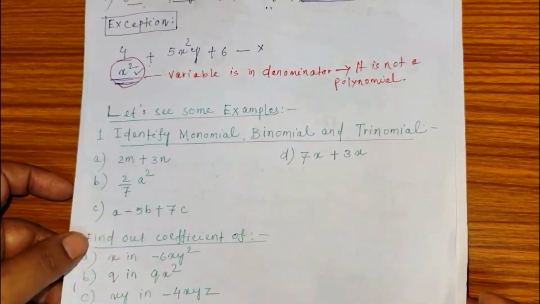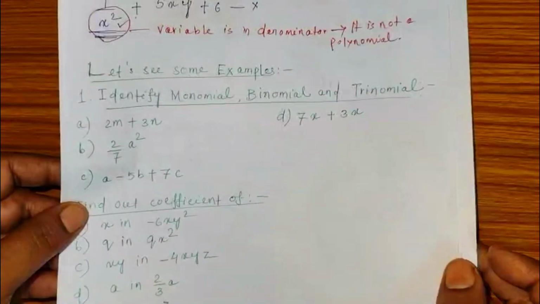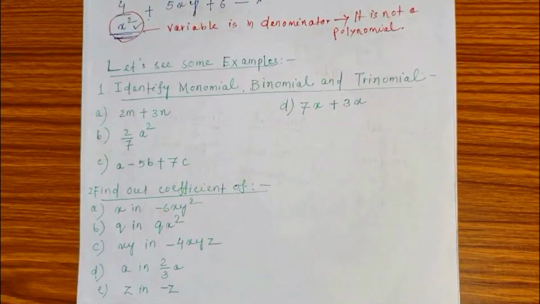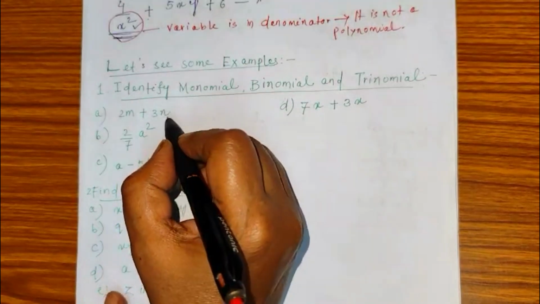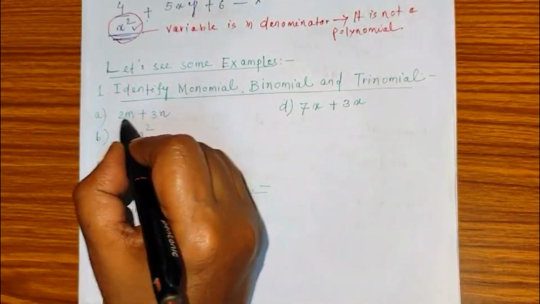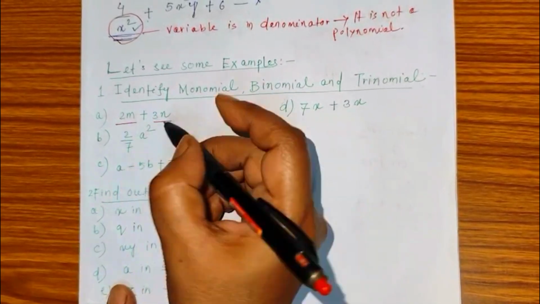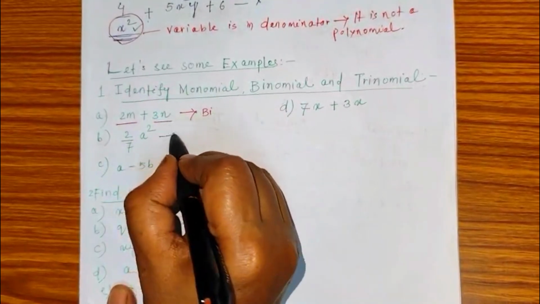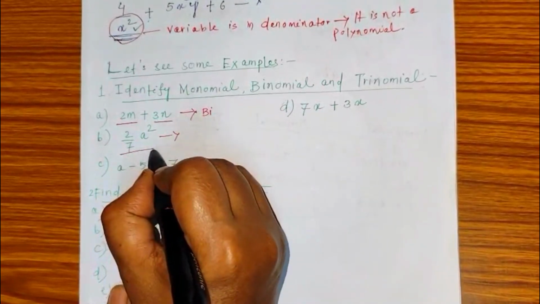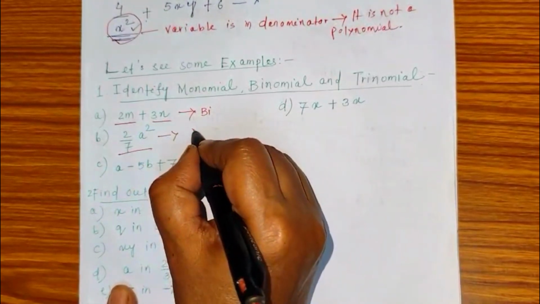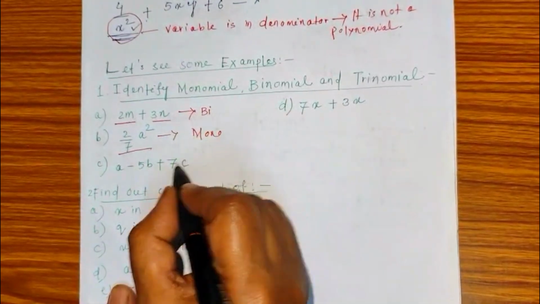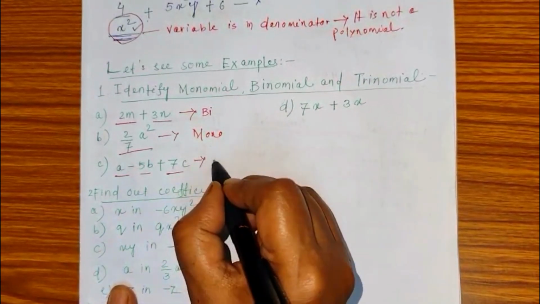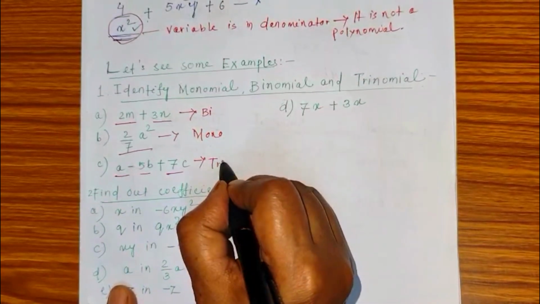Okay. Let's see some examples one by one. Identify monomial, binomial and trinomial. Okay. See here, 2m plus 3n. There are two terms, 2m and 3n. So this is binomial. Okay. This is 2 by 7 a square. This is single term. So this can be monomial. Here a minus 5b plus 7c. There are three terms. So this is called trinomial.